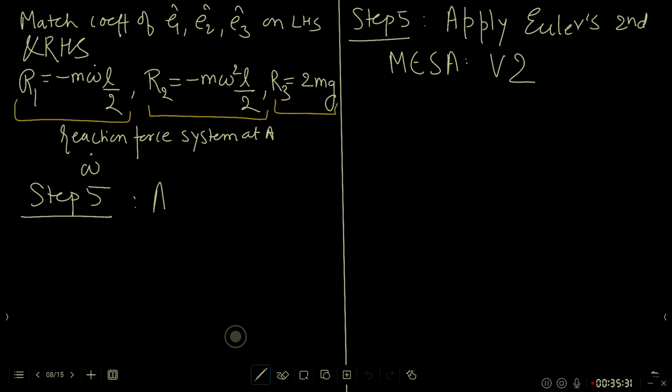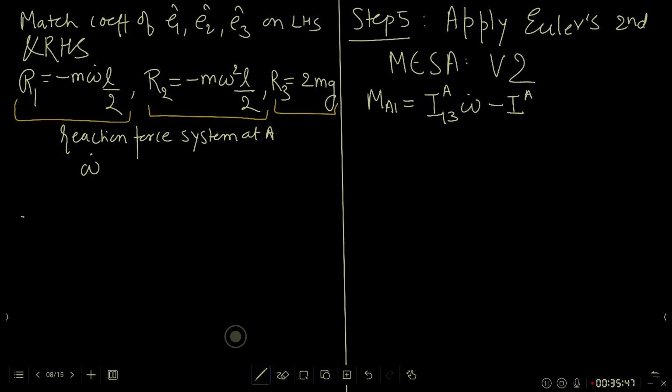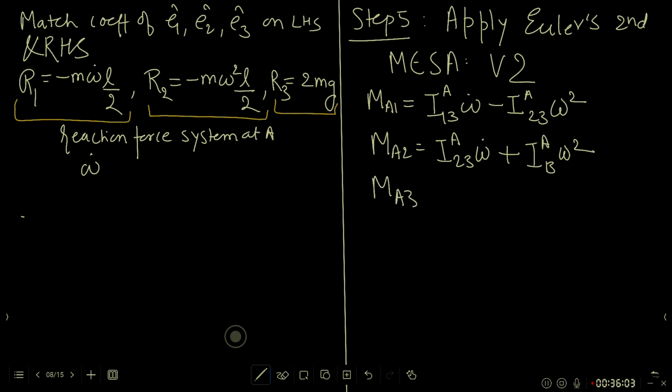These are the equations. Again, I will have to write. I have written this earlier also 2 slides ago, but I don't have a choice. I_A23 omega square, M_A2 equals I_A23 omega dot plus I_A13 omega square, M_A3 equals I_A33 omega dot. Okay, let's work on the left hand side first.